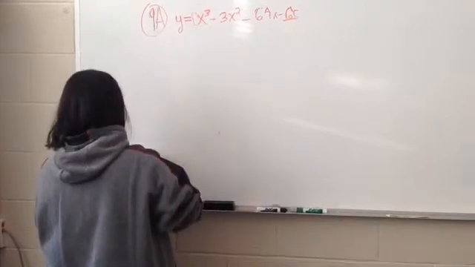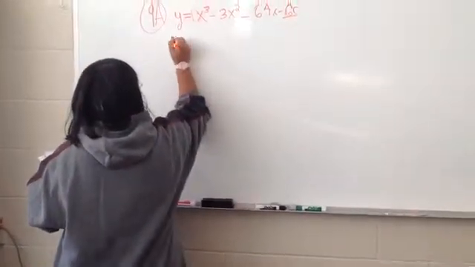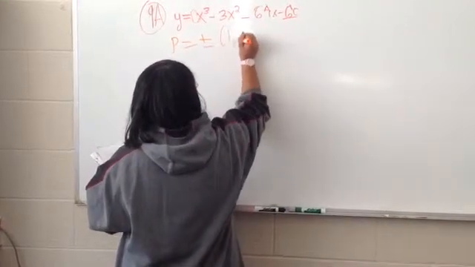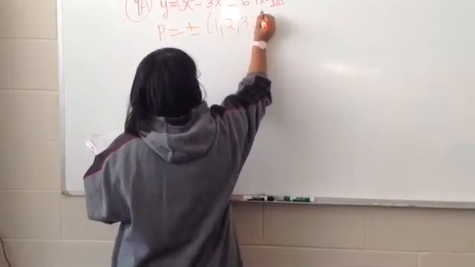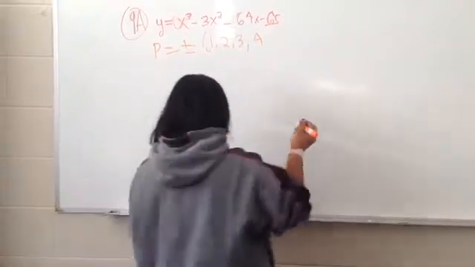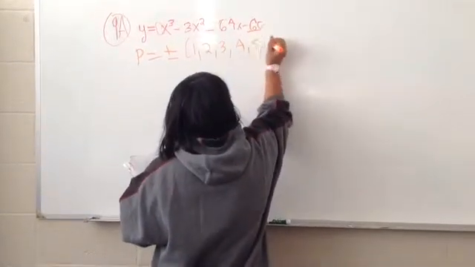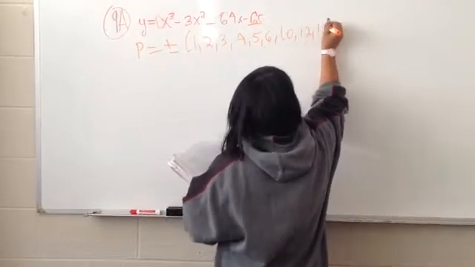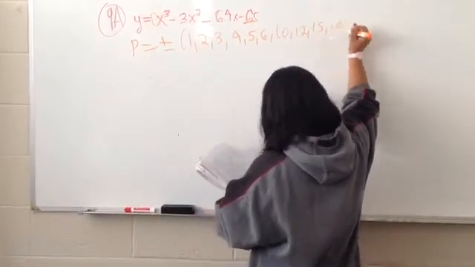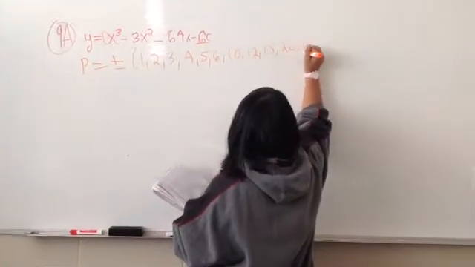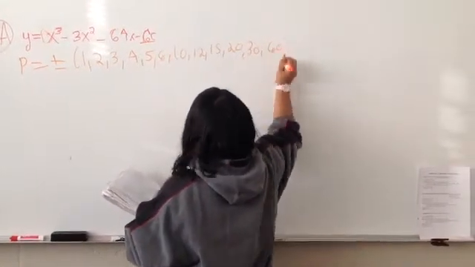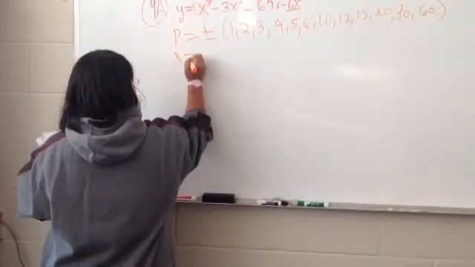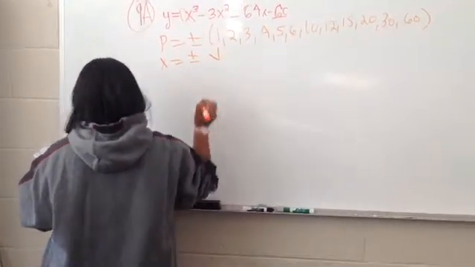So we're going to do P equals plus and minus 1, 2, 3, 4, and you're just going to name all the factors. 5, 6, 10, 12, 15, 20, 30, and this is just the same as saying x equals plus and minus all of this.